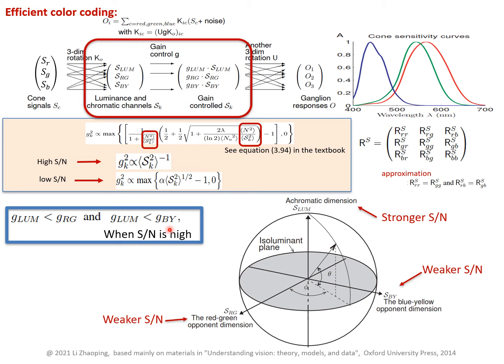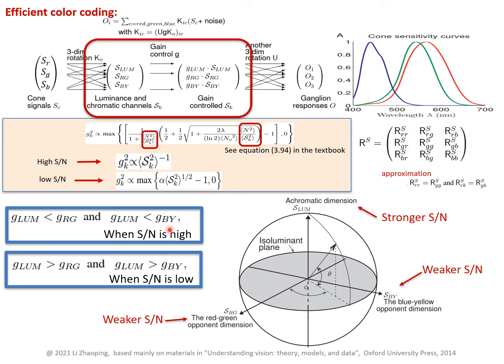When the signal is weaker, such as in dim light or evening light, the stronger gains should be given to the luminance channel. G for the luminance channel should be stronger than the G for this chromatic channel, and therefore the visual world will look less colorful.